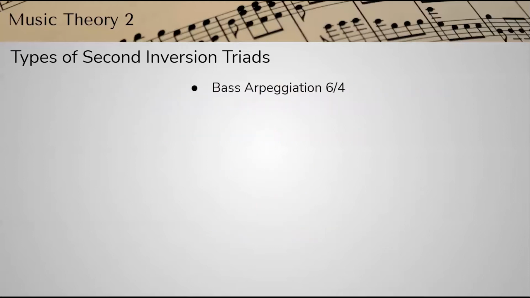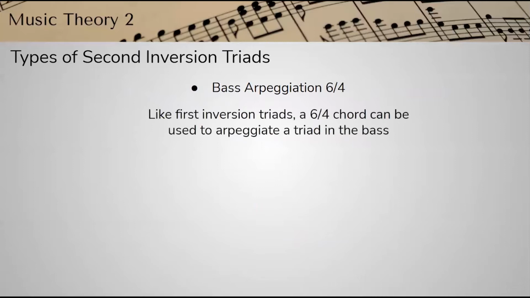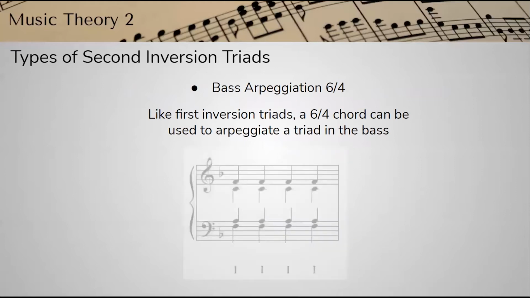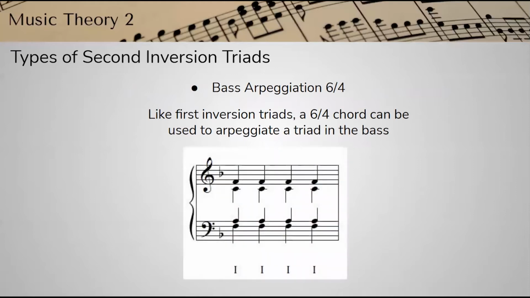So let's talk about the bass arpeggiation 6/4. This is a little bit similar to how a first inversion triad is used, because we use this to arpeggiate a triad in the bass. So when it's used with the 6/4, we call that an arpeggiation 6/4. So here's an incredibly boring piece of music, right? It just has one chord and one bass note. And it doesn't sound too interesting by itself.